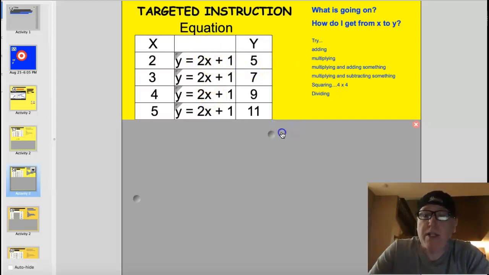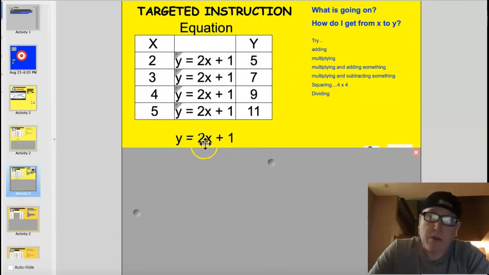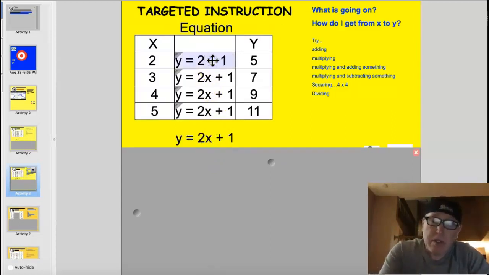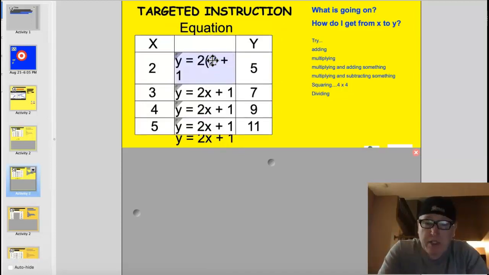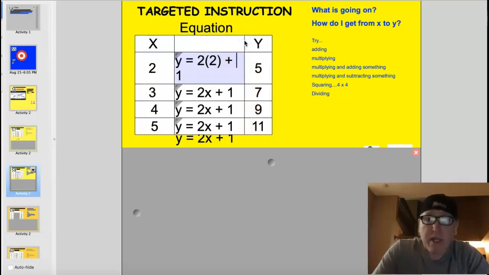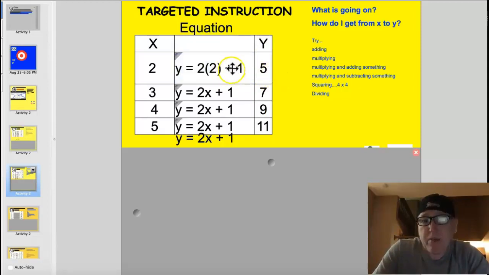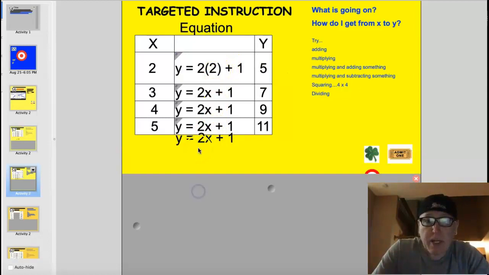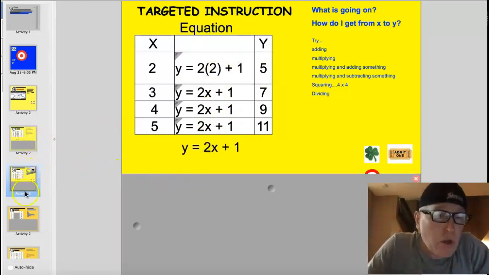Now I have to write that as an equation. Y is equal to 2 times whatever x is plus 1. Now, if it helps you, when you're doing these tables, this is where you can put this in. This is really what we're doing. We're just substituting in that variable in place of the x. And then we get it. Y equals 2x plus 1. All right, it's time for you to try two.